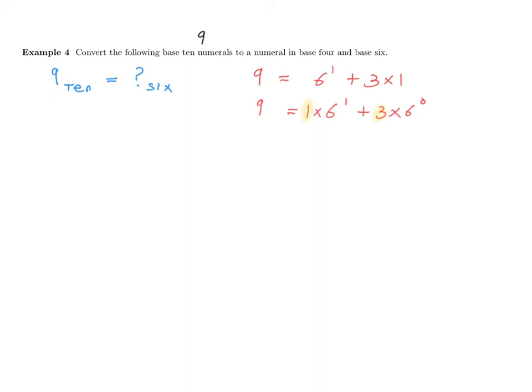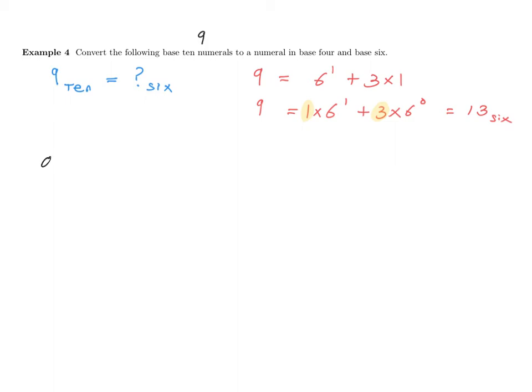It is the digits that appear in front of the powers of 6. So I'll write this out as 9 base 10 is the same thing as 1, 3 base 6. All right, let's try it again, but instead of going to base 6, let's try out base 4. Let's see if this process will work.